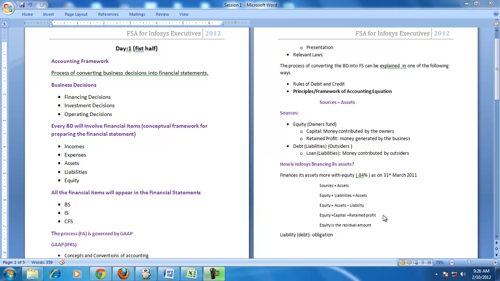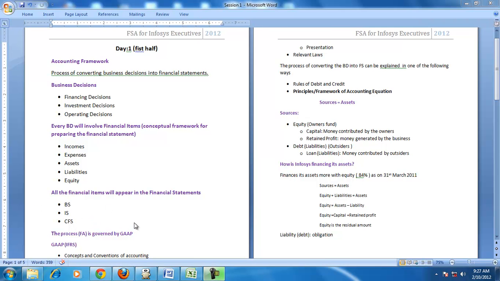So welcome back to our discussion on the financial statement analysis. Before this we saw that accounting is a process of converting business decisions into financial statements, and the business decisions can be financing decisions, investment decisions and operating decisions. All these business decisions will involve financial items, and the financial items are incomes, expenses, assets, liabilities and equity. And all these financial items will appear in the financial statements called balance sheet, income statement and cash flow statement.